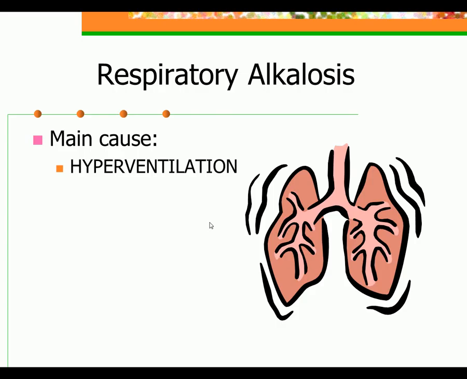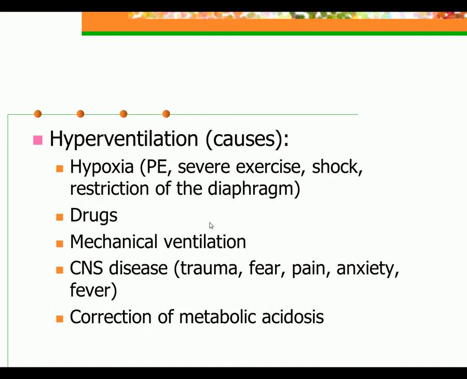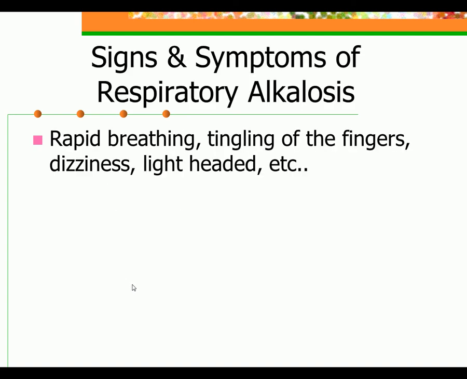Respiratory alkalosis. The main cause is hyperventilation. So I'm blowing off too much CO2. Hyperventilation, what causes that? Several things. Can be something that results in hypoxia like a PE, severe exercise, shock, anything that causes a restriction of the diaphragm. Certain medications, mechanical ventilation, certain central nervous system diseases, as well as fear, pain, and anxiety. And overcorrection of metabolic acidosis can cause this. Signs and symptoms would be the same as what we talked about earlier. Rapid breathing, tingling, dizziness, lightheadedness, and everything else that we talked about with alkalosis on the other slide.